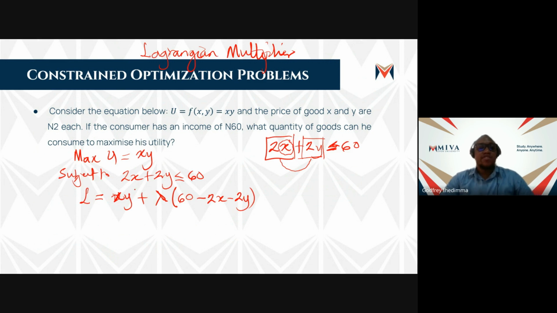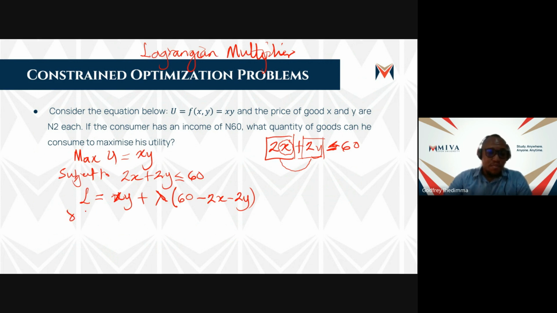So all I have done is, if you look at our constraint, I have taken 2x plus 2y to the other side of the inequality, so that on this side we are left with 0 and we have 60 minus 2x minus 2y. Now that we have our Lagrangian equation, we are going to differentiate it with respect to three variables. The first variable is with respect to X. The second variable is with respect to Y. And the third variable is with respect to lambda. That's all we're going to do, and then we simplify from there.